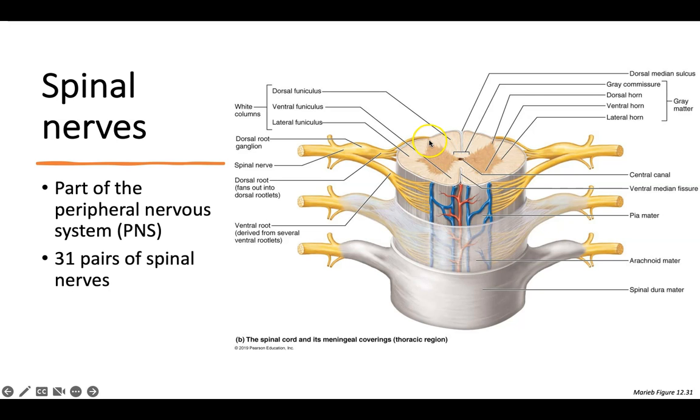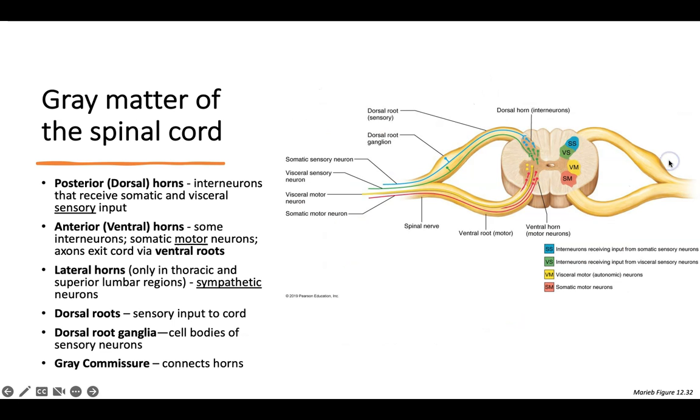So here we have the posterior horn. There's one on each side. The posterior horn is the gray matter in the posterior of the spinal cord. And the anterior horn is going to be the gray matter on the anterior of the spinal cord.